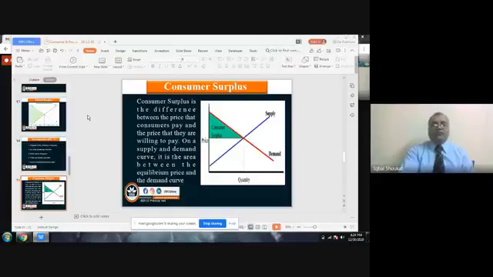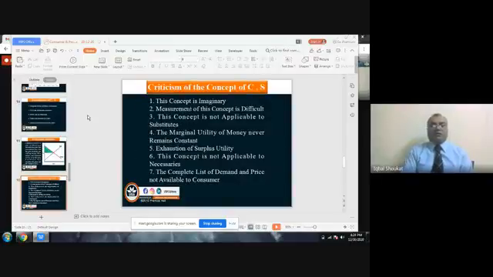On the other side, if we talk about the criticism regarding the concept of consumer surplus, number one, this concept is imaginary. In normal routine, it does not happen. It doesn't exist. What people are willing to buy, they are ready to pay. They have to pay whatever they want to buy. It doesn't mean that they are willing to pay more but are paying less. It isn't true in practical life.